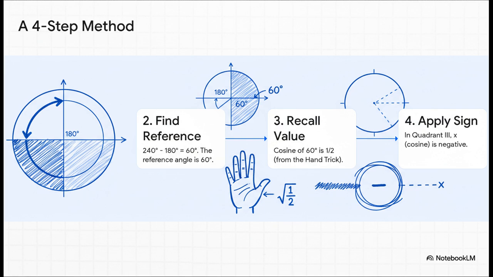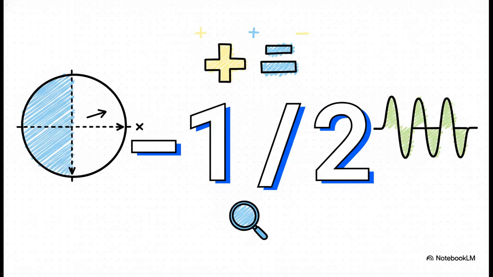And finally, step 4. What's the sine? We're in quadrant 3, where the x value, our cosine, is always negative. So, you just put it all together. The value is 1/2, the sign is negative, so the cosine of 240 degrees is negative 1/2. See? No calculator necessary. That's the real power of this system.